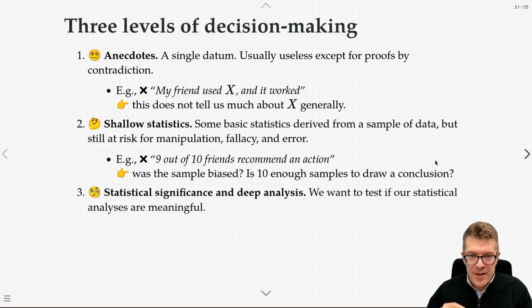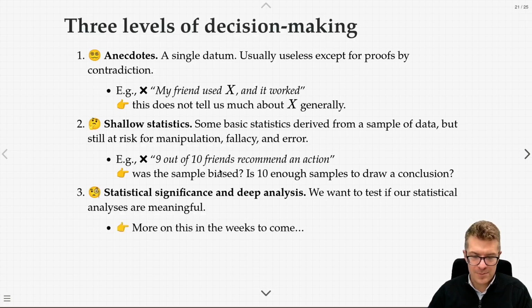More ideal is having statistical measures of significance, some kind of deeper analysis. This is something where we want to test whether or not the statistics from step 2 are actually meaningful or not. So, kind of statistics on statistics. And we'll talk more about this in weeks to come. This is exciting. This is something that a lot of people in the real world don't have exposure to. So you're going to be able to learn what it means to understand statistics in a very deep way.